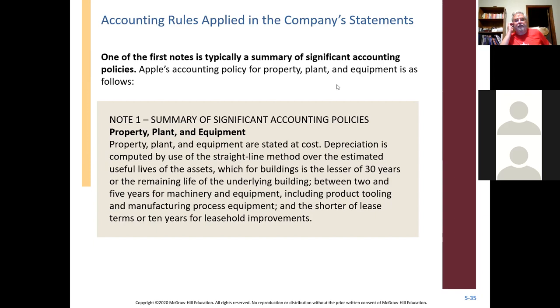For buildings, the lesser of 30 years or the remaining life of the underlying building, and 2 to 5 years for machinery and equipment. And also when it comes to leasehold improvements, this would apply to the stores that Apple operates, the lease term, which is 10 years. So here, when a company is taking a look at the balance sheet, the fixed assets and the accumulated depreciation, this note is providing more information that will help our audience acquire better insights into fixed assets and accumulated depreciation.